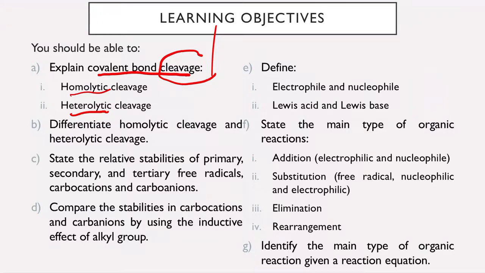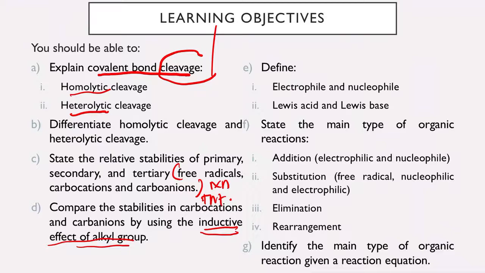And then you're going to have to differentiate between those two, and then you want to know how to compare the relative stabilities of your primary, secondary and tertiary reaction intermediates. Okay, so these are your reaction intermediates. So what you will form before you form your product, the intermediate, whether or not it will form product or reactant. And then you're going to compare the stabilities in carbocations and carbanions using the inductive effect of alkyl groups. So that means how the number of alkyl groups will affect your reaction intermediate's stability.